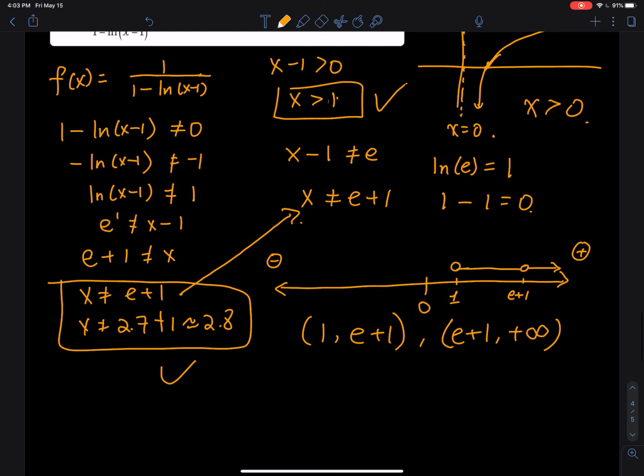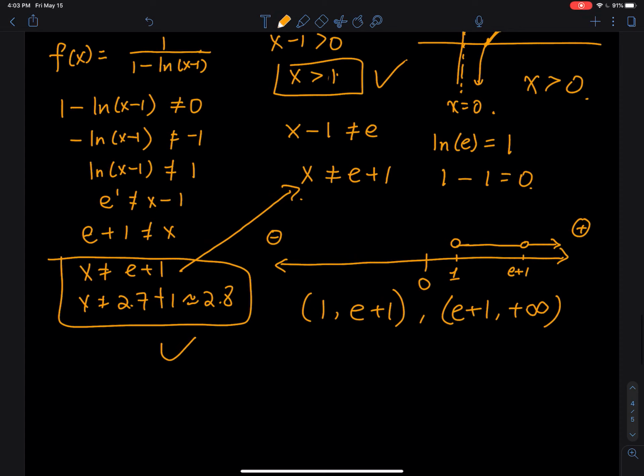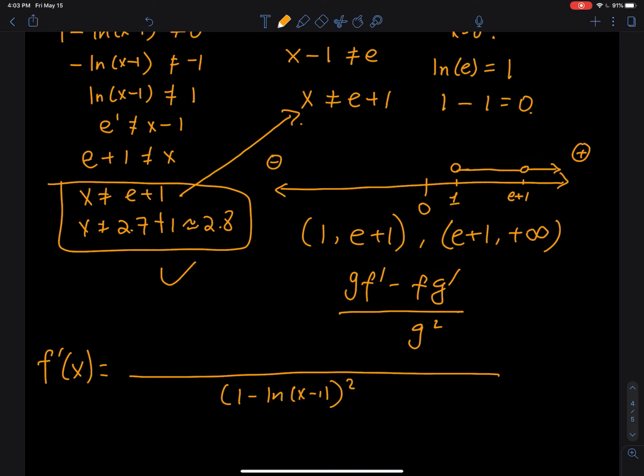The next thing that we have to take care of is the derivative. So this one, we have to use the quotient rule. So that is g f prime minus f g prime divided by g squared. Let's do it. So we have f prime of x. First, I square the denominator. So that is 1 minus ln(x minus 1), the whole thing squared. And then g, I copy g: 1 minus ln(x minus 1), that is the entire denominator.